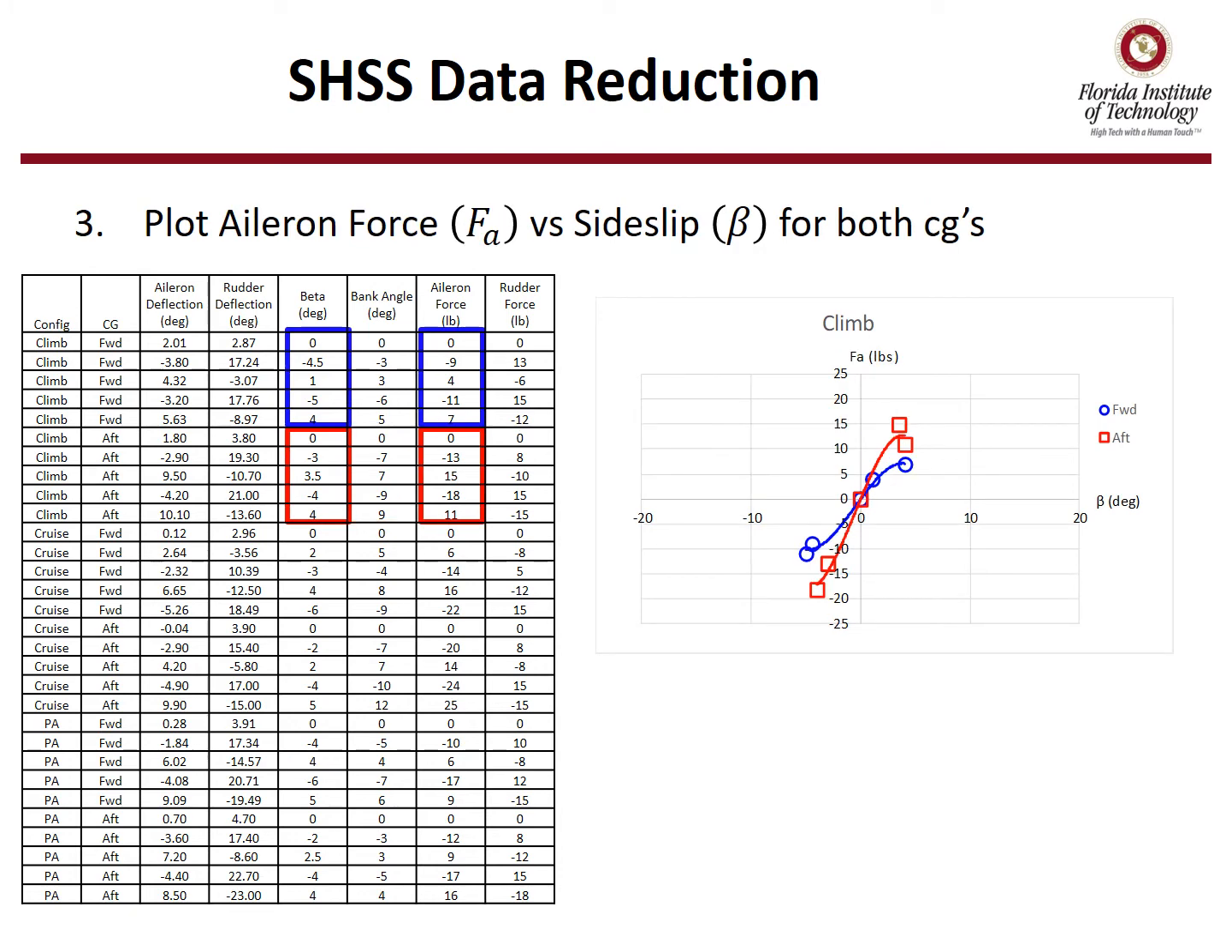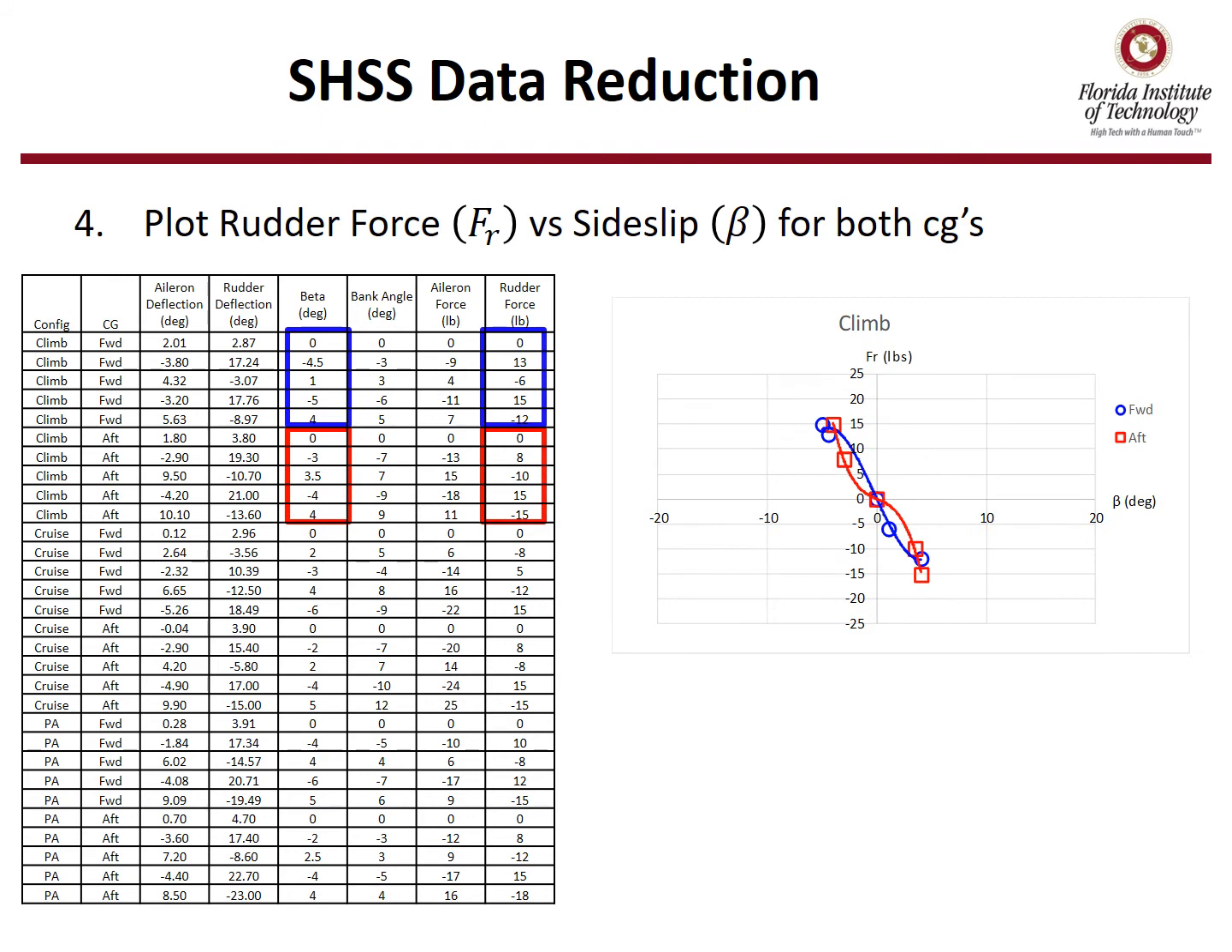Step 3 is to plot aileron force versus the same side slip angle beta, again for both CGs. Smooth the curve through the data as shown on the plot. Step 4 is to plot rudder force versus the same side slip angle, again for both CGs.